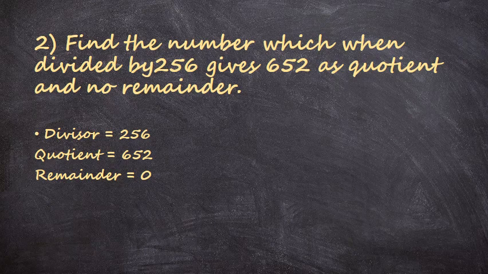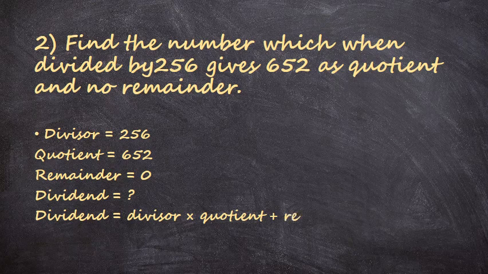as dividend. The number which is being divided is called dividend, and the number by which we are dividing a particular number is known as divisor. Remainder is the left portion and quotient is the answer which we get after division. Now proceeding towards the formula, dividend is equal to divisor multiply quotient plus remainder.